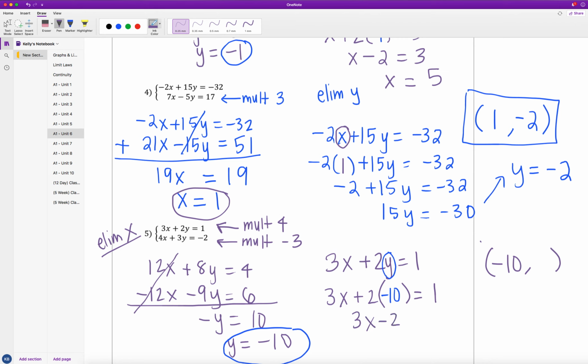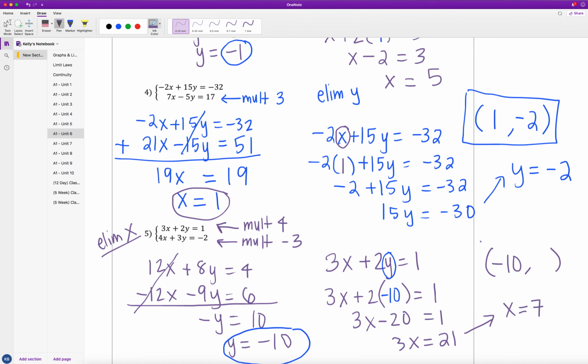Simplifying, I get 3x minus 20 equals 1. If I add the 20 to the other side, I get 3x equals 21. Last step, divide through by the 3, and we get that x is equal to 7.